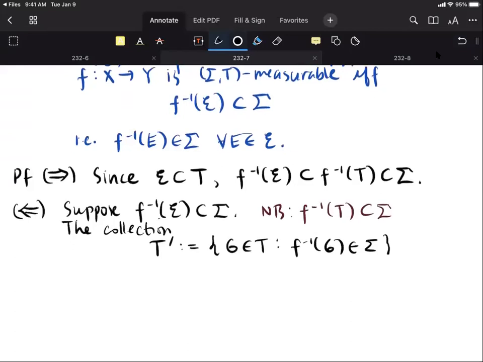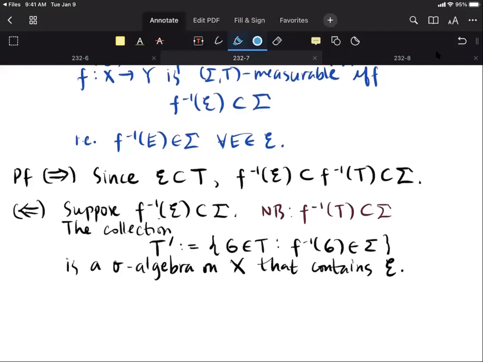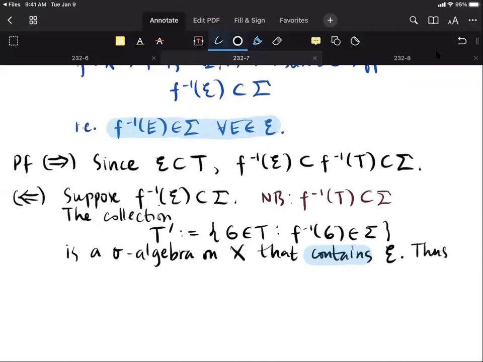From our previous discussions, since sigma is a sigma algebra, applying the properties of the inverse images, this is a sigma algebra on X that contains the script E, the generator. Take note that this property is satisfied by elements in the generator. So if T prime is a sigma algebra that contains E, then it must be larger than or possibly equal to the sigma algebra generated by E, since this one is the smallest sigma algebra containing E by definition. But we know that this is T.